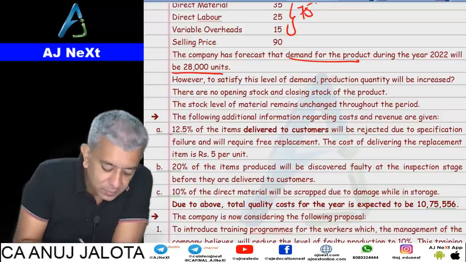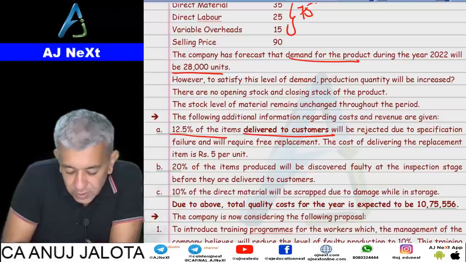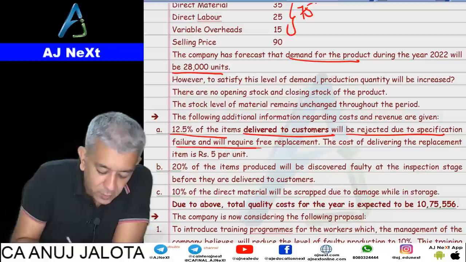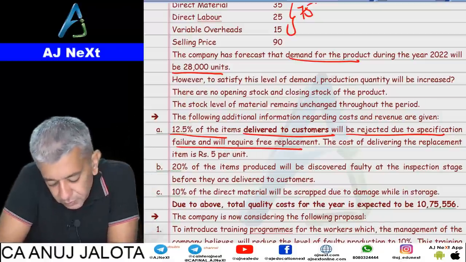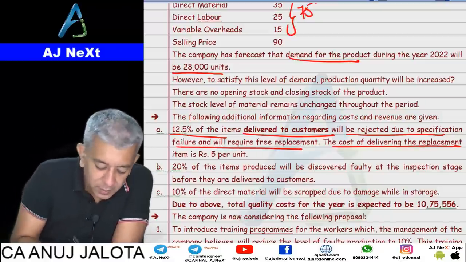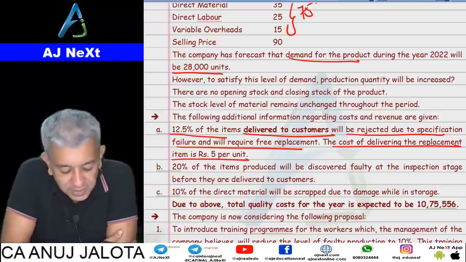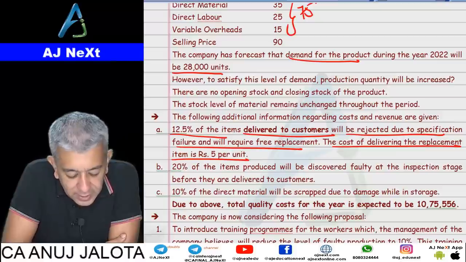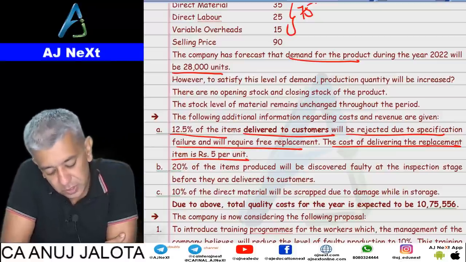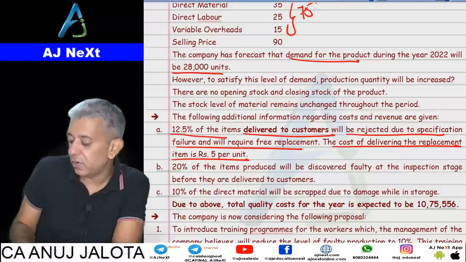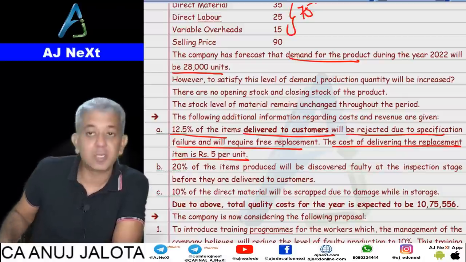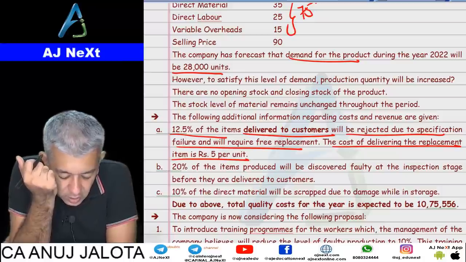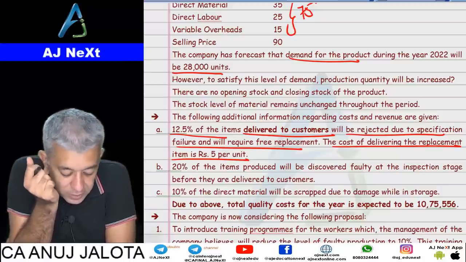12.5% of the items delivered to the customer will be rejected due to specification failure and will require free replacement. The cost of delivering the replacement item is rupees 5 per unit. Okay. Now, 12.5% of the items delivered to the customer will be faulty and will require replacement. Okay.